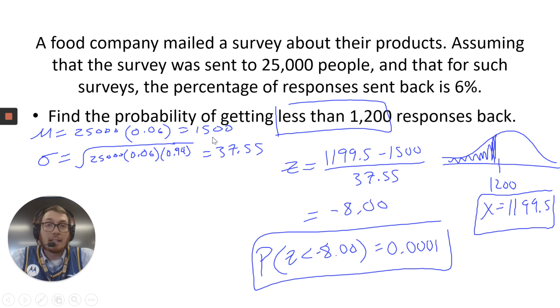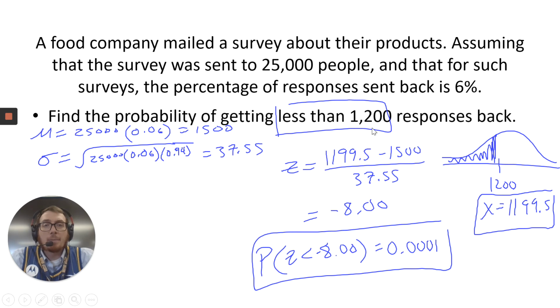So first thing is to check n times p and n times q. If I do n times p, 25,000 times 0.06, I get 1,500. That's higher than 5. If I do 25,000 times 0.94, which is q, that'll also be above 5, so we can use this idea. First step I always do is figure out what the mean and standard deviation are. So n times p is 1,500. N times p times q square rooted would be about 37.55. I would definitely go to 2 or 3 places there. It might be better actually to go to 3 places. I went to 2 here. It shouldn't matter too much depending on the scenario, but you may find it better to go to the 3rd place as opposed to the 2nd to make sure your answer's rounded correctly.